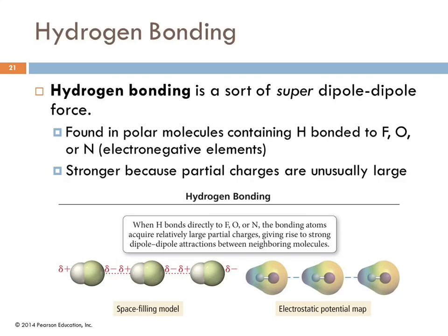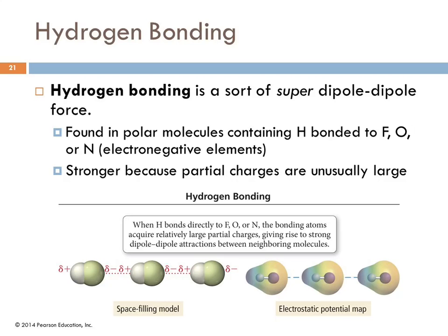The third type is called hydrogen bonding. This is like super dipole-dipole forces. You put a cape on them, Superman. The name is a little misleading. Hydrogen bonding makes us think of covalent bonds or ionic bonds, and that's not what this is. It is just an electrostatic attraction between dipoles in neighboring molecules.